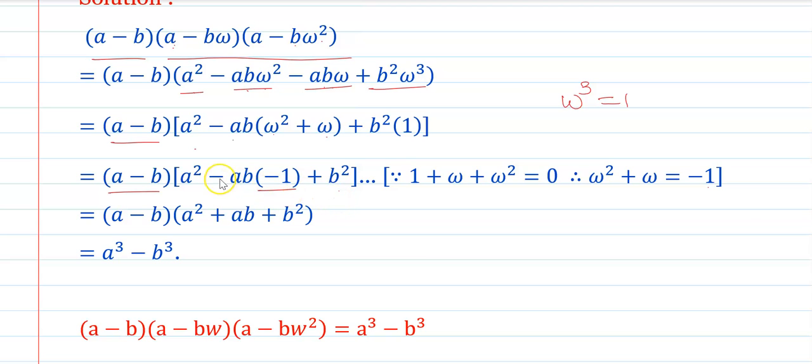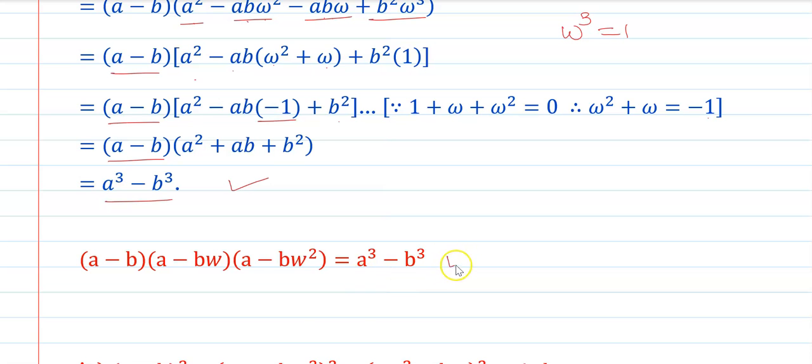Okay, now next this minus and minus that will become plus, again a minus b, a square plus ab plus b square, and the product of this is a cube minus b cube. This is the formula for a cube minus b cube, which is nothing but a minus b into a square plus ab plus b square. Okay, this is the formula, and hence the result is true.